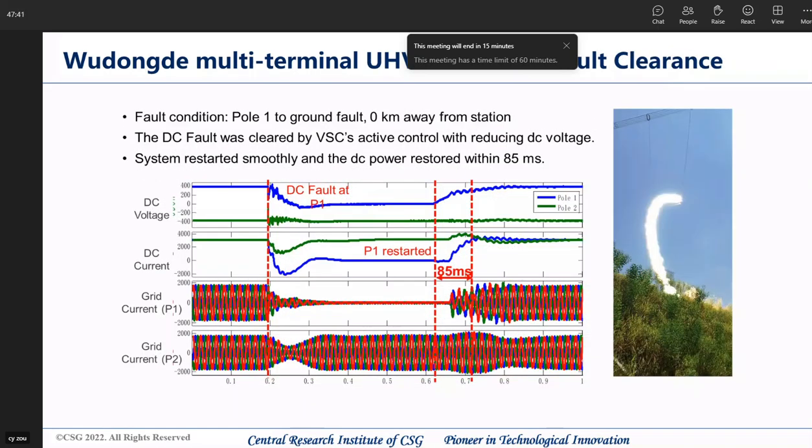This slide shows the test result of a DC fault clearance. Here is the actual test photo when this fault was set. The DC fault was cleared by the VSC active control with reducing voltage. We reduced the voltage to 0 and then to negative values, so the DC fault current can be controlled to 0, and the system restarted smoothly, and the DC power restored within 85 milliseconds after the fault was cleared.